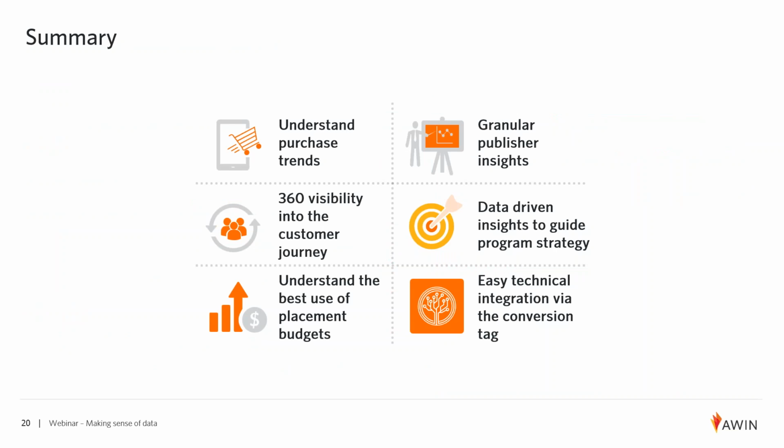So finally, just to summarize the key takeaways which I hope you will leave today's webinar with, I think they can be broken down into 6 subsections. That's understanding how purchase trends become available, looking at granular publisher insights, having 360 visibility into the customer journey, having the knowledge to apply data-driven insights to guide program strategy, having a better understanding and use of placement budgets, and finally, the ease of technical integrations via the conversion tag.